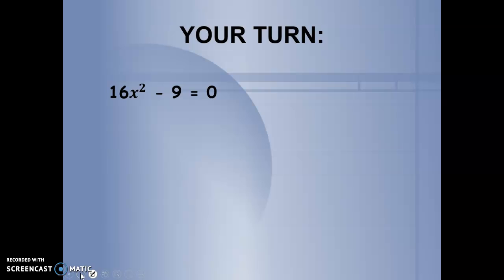First thing we need to do is get the x squared term by itself. So we're going to add 9 to both sides. And when we do that, we get 16x squared equals 9. We'll then divide both sides by 16, and we get x squared equals 9 over 16.